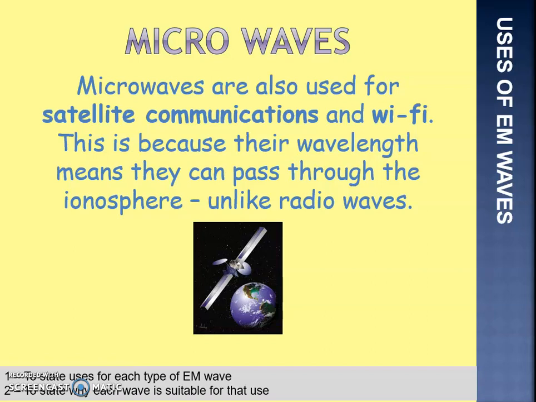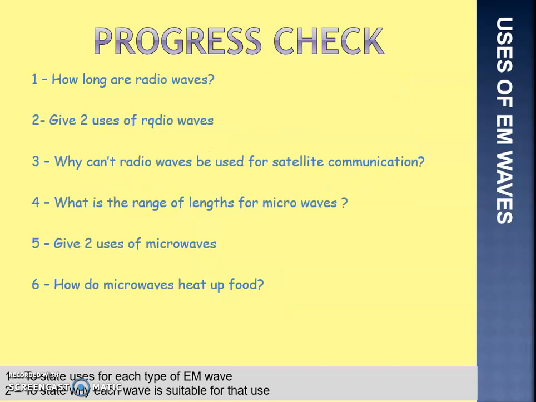This is because the wavelength means they can pass through the ionosphere, unlike radio waves. Any waves that are shorter than radio waves can pass through the ionosphere, but we'd use microwaves because they're the least harmful one. Okay, 6 questions there on radio and microwaves. Please pause the video and attempt to answer those questions.